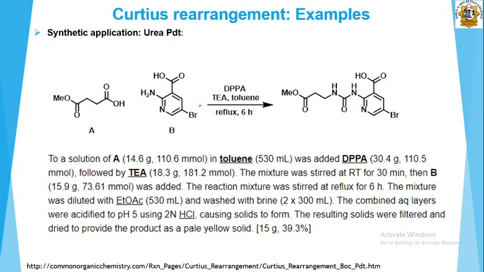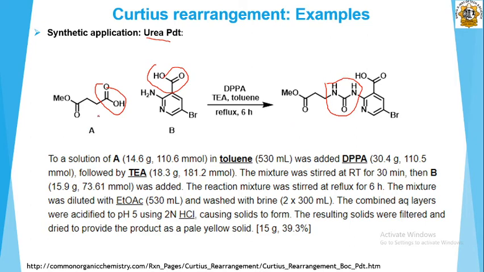Another example. So this is a very interesting example. So we have got 2 carboxylic acids, this one and this one. So here they are making urea. This is the mechanism of urea formation. This is very important because urea formation is very tricky. You have to be very cautious.